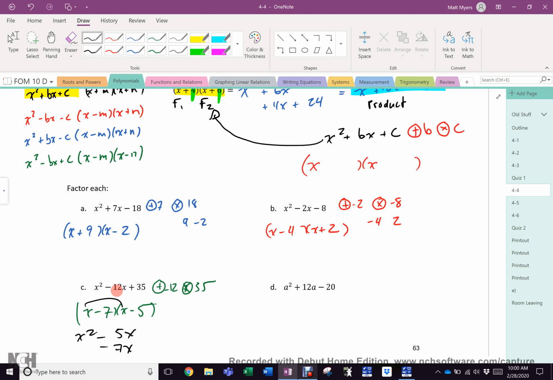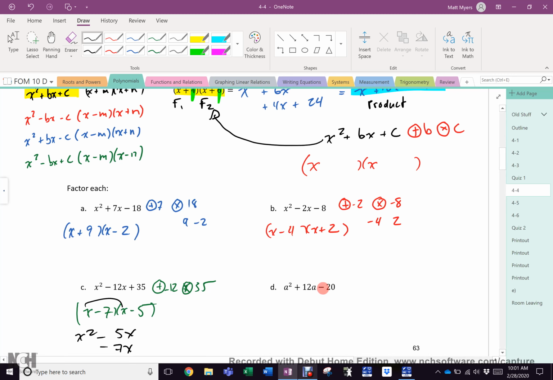Everybody? Awesome. Do D. I changed the letter because nothing bothers me more than when kids say, I could do A, B, and C, but I can't do D. Why? Because it's not an x. Is that an excuse I ever want to hear? No.